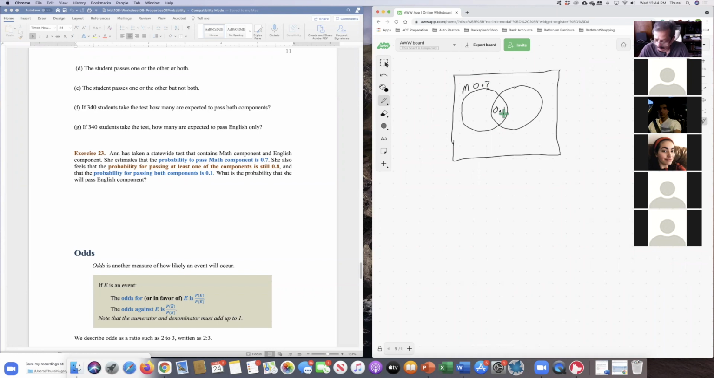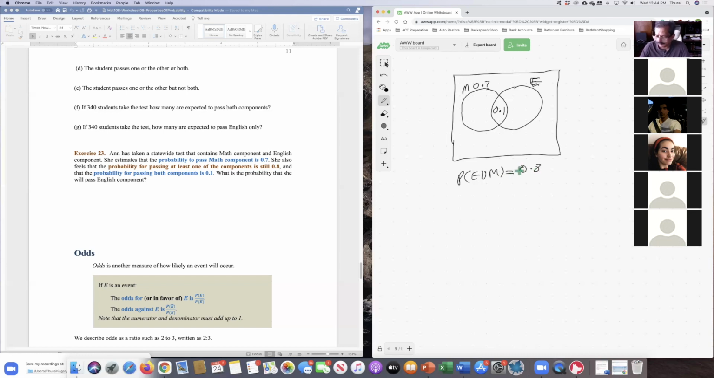Math, and the other one is English. Probability for English is not given, but probability for passing at least one of the components is 0.8. Okay, so how do I translate that? Probability for passing at least one of them. The union of M and E. Union, exactly, because passing at least one means passing one or the other, or both. So that's union. Therefore, the probability of E union M is given as 0.8.